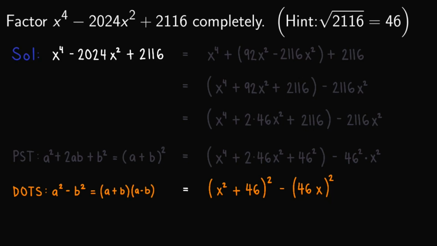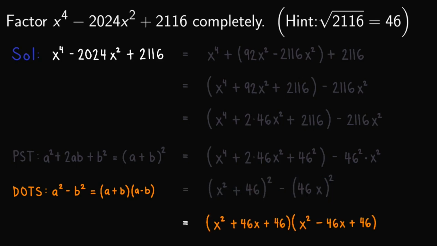So applying this to our given, we'll obtain (x squared plus 46x plus 46) times (x squared minus 46x plus 46). And take note that this out here is actually the final answer already, since we can't really factor this out anymore.